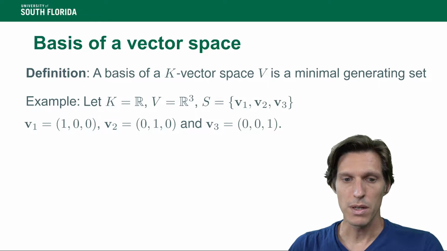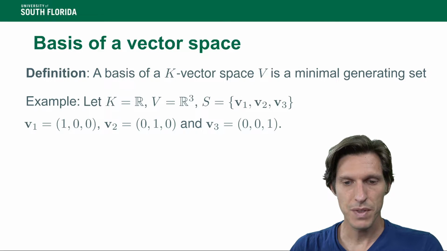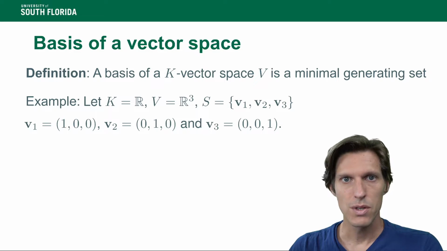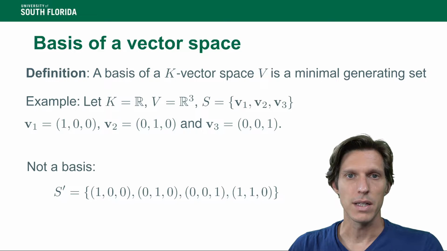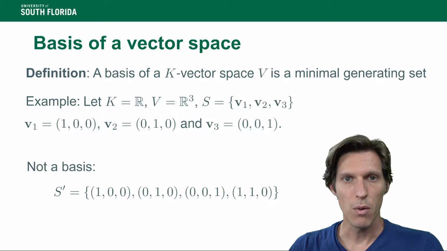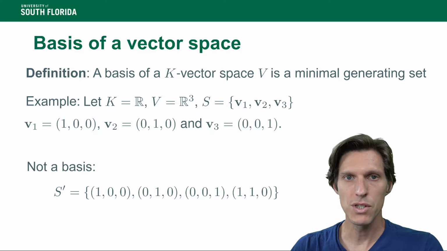So an example, let's deal with K is R and V is R3, and our previous set S, which is the canonical basis, so (1, 0, 0), (0, 1, 0), and (0, 0, 1). With that, the set S with 3 elements is a basis. However, if I add any more elements, then this won't be a minimal generating set. So for example, here the set S prime, to which I added (1, 1, 0).